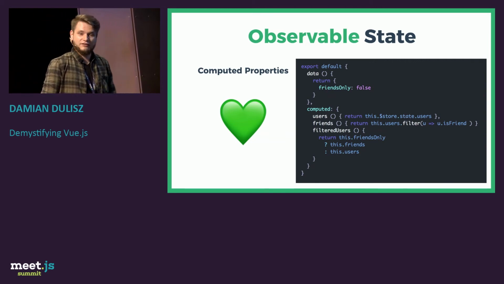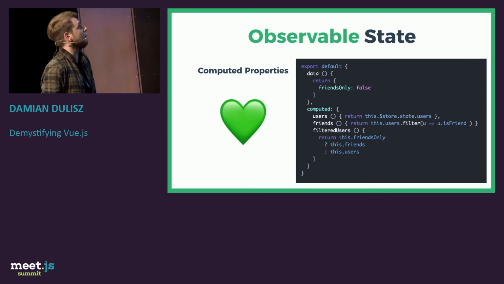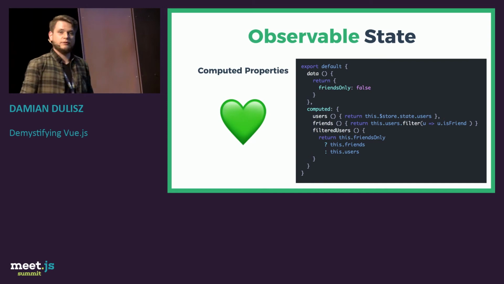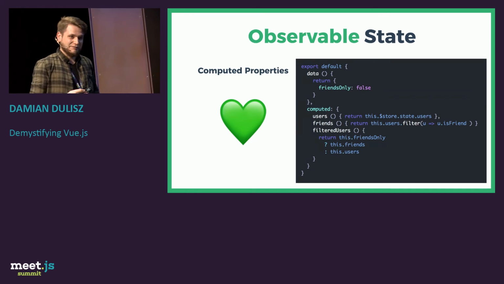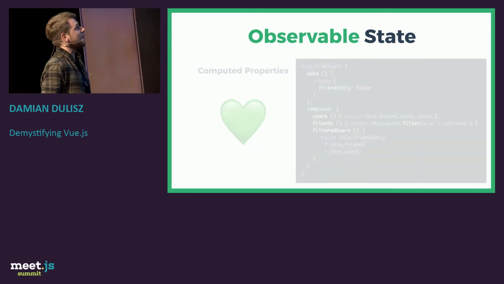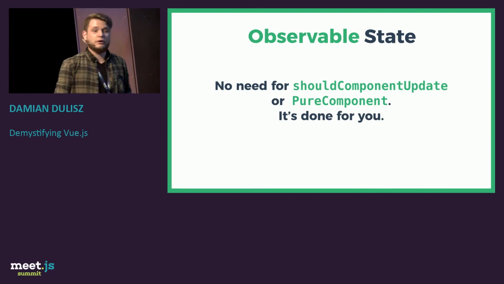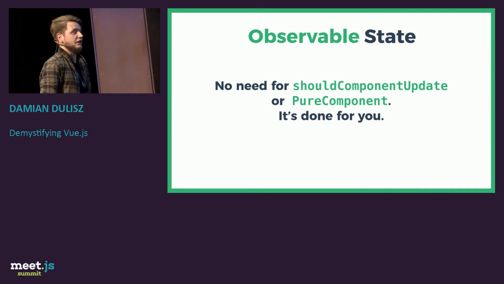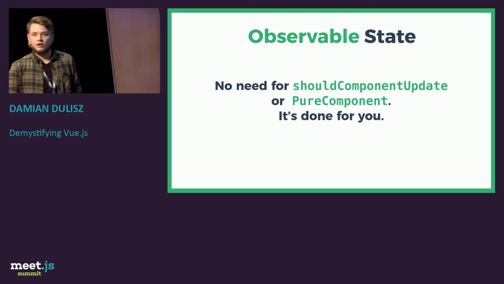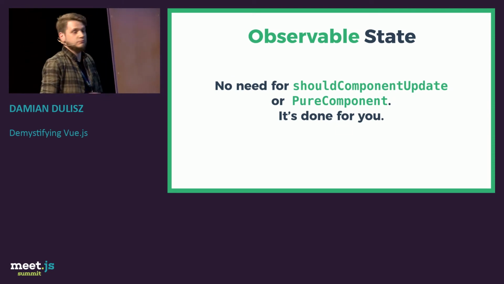If I look at other frameworks and they don't have computed properties that are that smart, I cry a little. So actually, it means you don't have to write shouldComponentUpdate, like, ever. You don't have to use PureComponent or think about it. It's done for you.